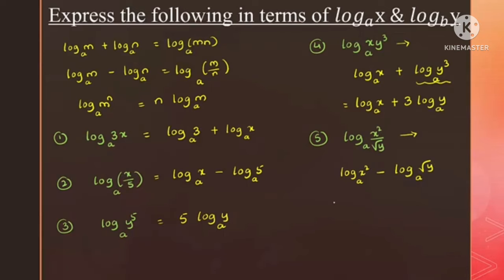Or it can also be written as log x square to the base a, keep as it is, minus log of square root of y, which can be written as y raised to 1 by 2, to the base a. Now, which rule do we have to apply? That is the third rule, the power rule. So, 2 times log x to the base a minus 1 by 2 times log y to the base a.